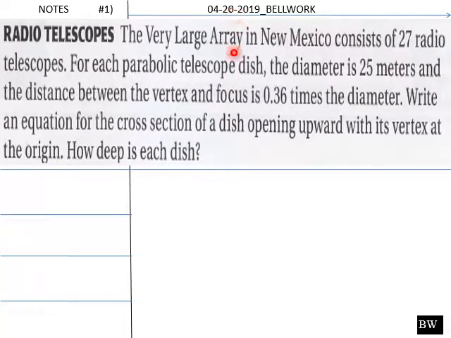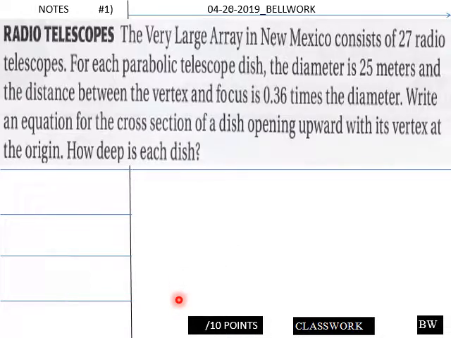Teachers, here's your bell work for your students. I would give them: write an equation of a cross section. We have to write an equation for a parabola. I give them 5 minutes for this.